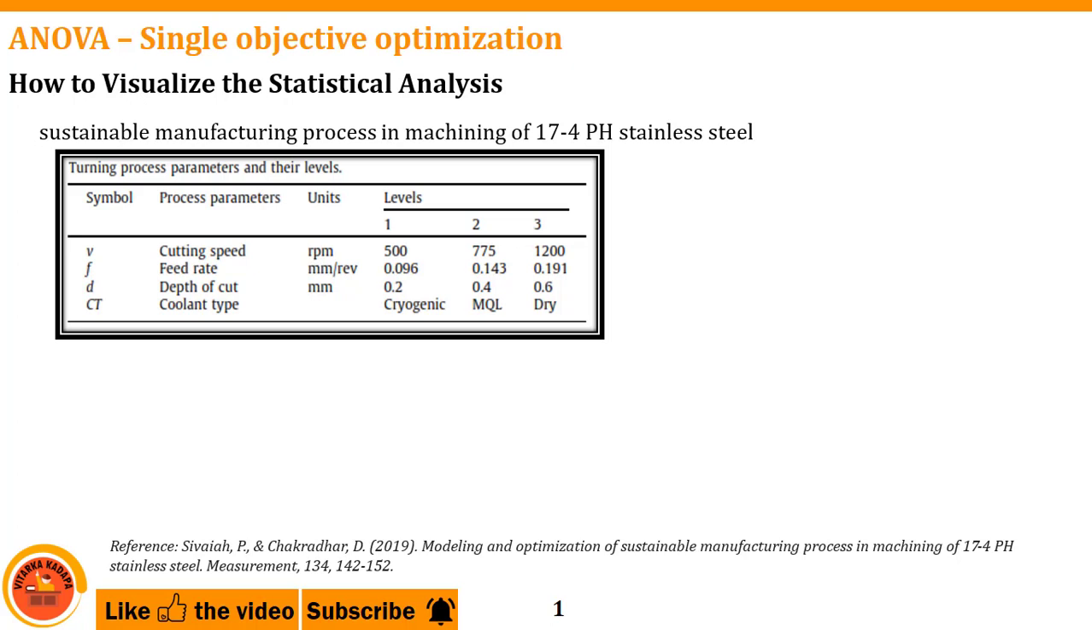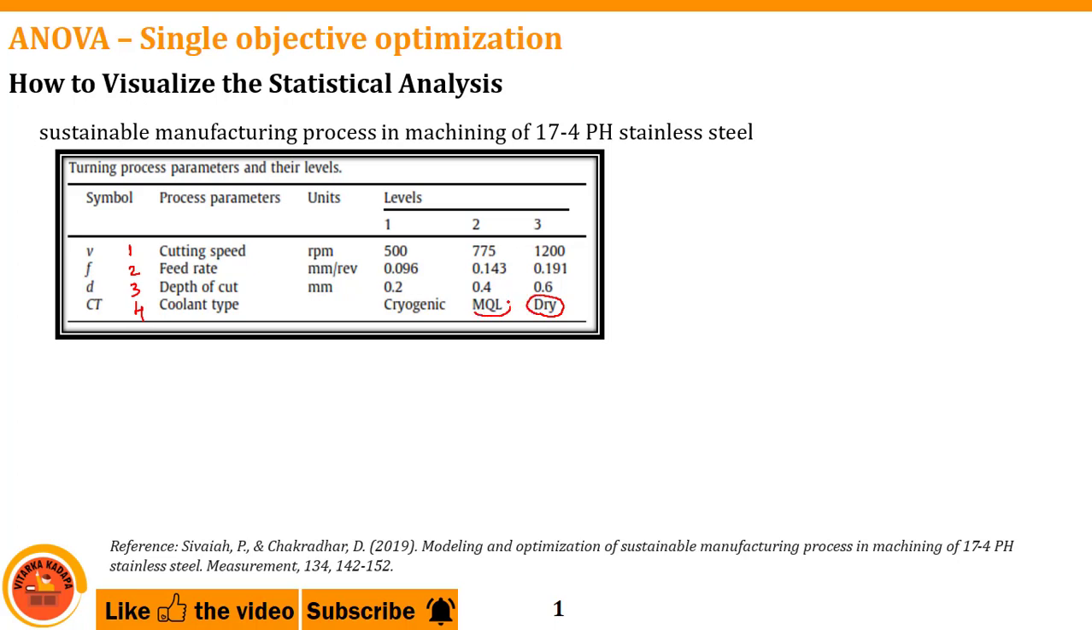Here you can observe we have four cutting parameters. One is cutting speed, two is feed rate, three is depth of cut, and four is the coolant type. These are the levels we have taken: cutting speed at 500, 775 and 1200, then the feed rate levels, the depth of cut levels, and for coolant type, dry machining, where no cutting fluid is used.